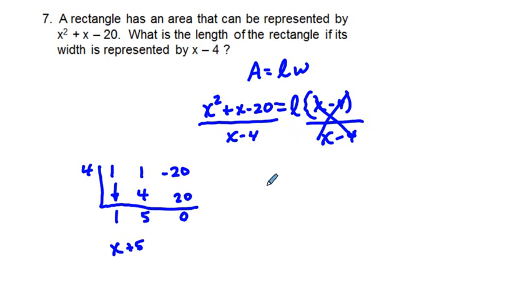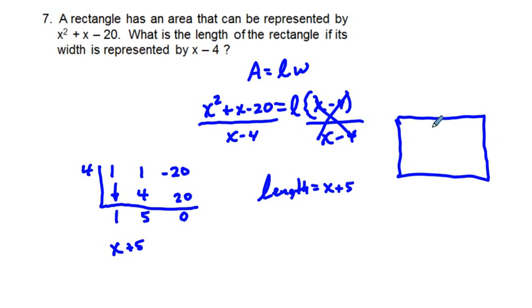So our length is equal to x plus 5. You can multiply these back together to check. You can also solve this by factoring. Make a box, put x squared in the upper left and negative 20 in the lower right, and put your x minus 4 on top. The only way this works out is to put x and plus 5 on the side. And so that's what that one looks like.